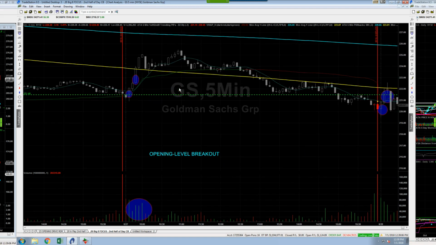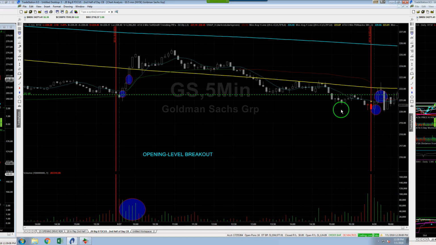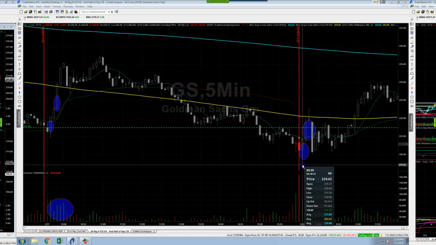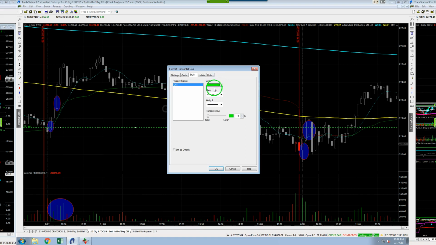The very next day, guys, I took the same exact trade in Goldman on the same setup. So here on the 28th in Goldman, we opened up at 220.25. So let me move that line down. 220.25.